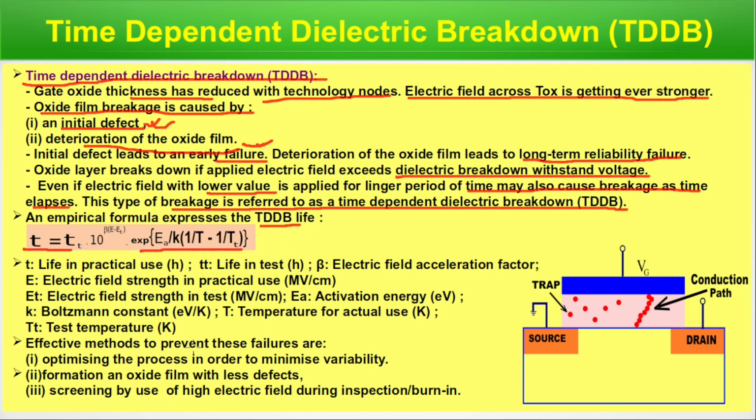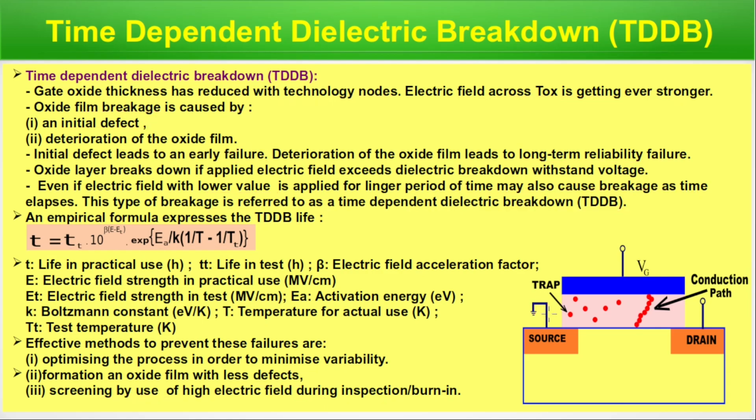Effective methods to prevent these failures are optimizing the process in order to minimize variability, formation of oxide film with fewer defects, and screening by use of high electric field during inspection or burn-in testing, showing some trap points are there. And as we know, if close enough, it basically creates a conduction path through the oxide layer. This is the diagram. We are done with this slide. We will move to the next slide.